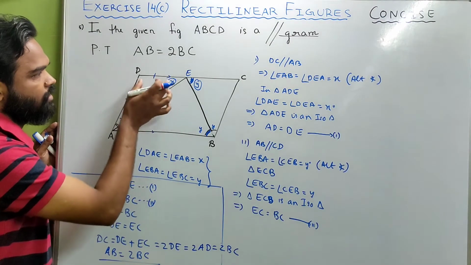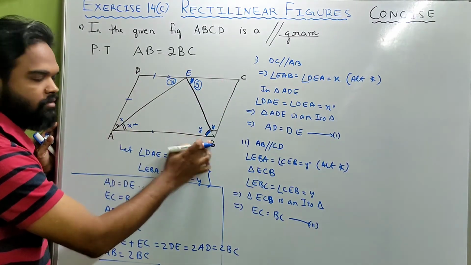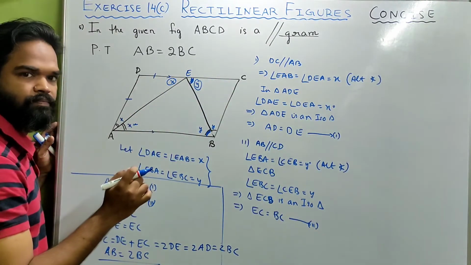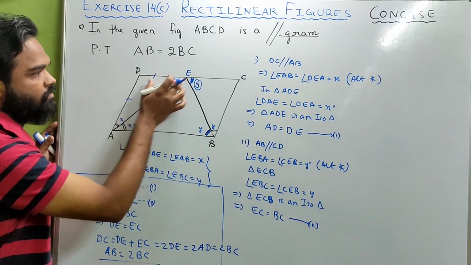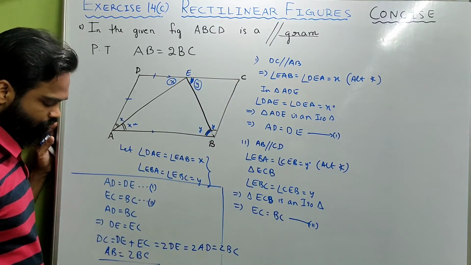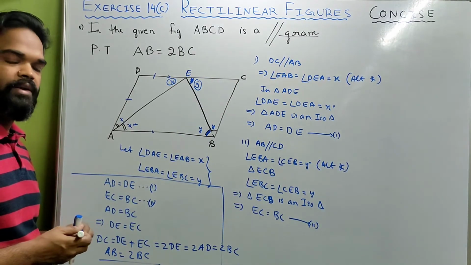Once that is done, then DC is equal to AB. So AB equals DC, and DC is DE plus EC. Instead of DE, we can write BC. Instead of EC, we can write BC. Done. Now let us look at the next sum.